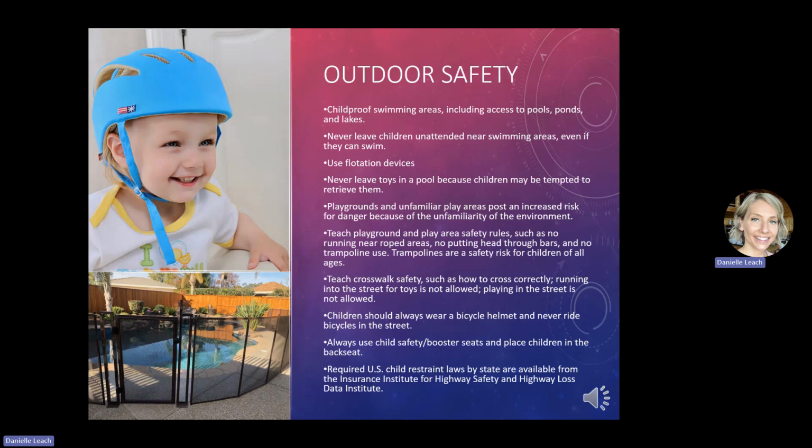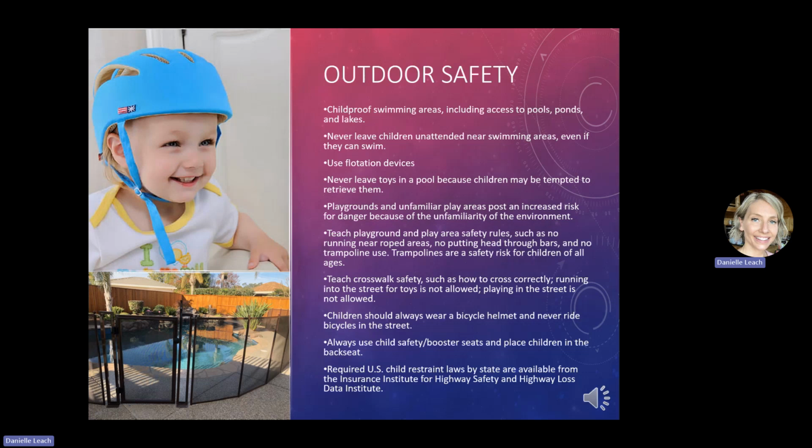Playgrounds and unfamiliar play areas can pose an increased risk for danger because some of the equipment can be dangerous and they're not familiar with it. We want to make sure that we're teaching them playground and play area safety rules, like making sure that they aren't running in dangerous areas. Trampolines are a safety risk for children as well. High incidence of broken bones with those.